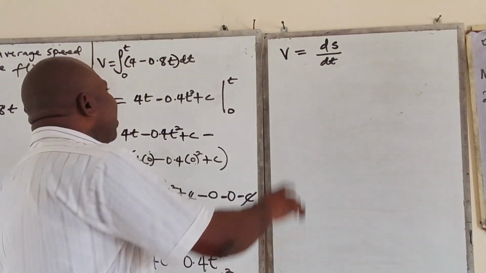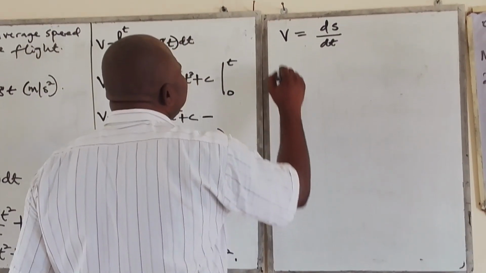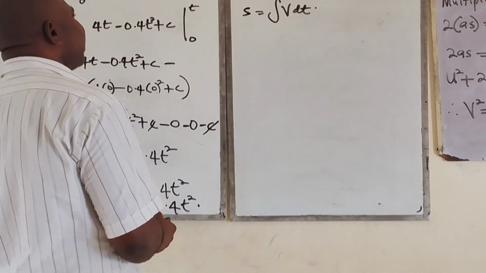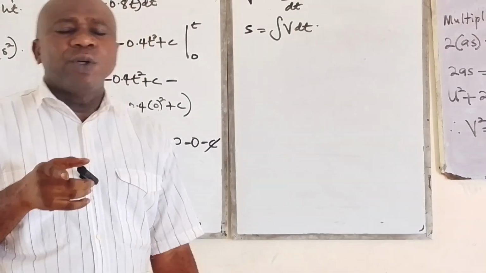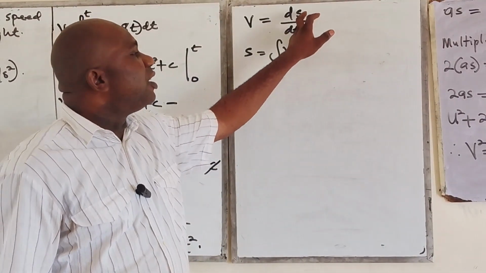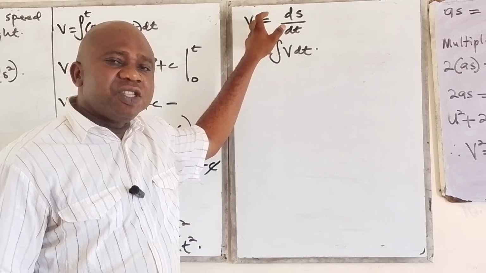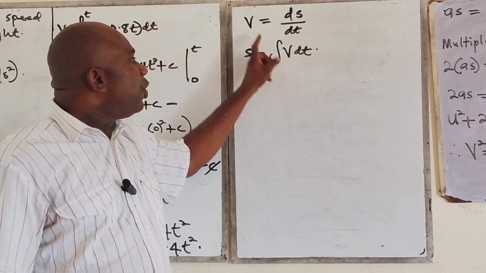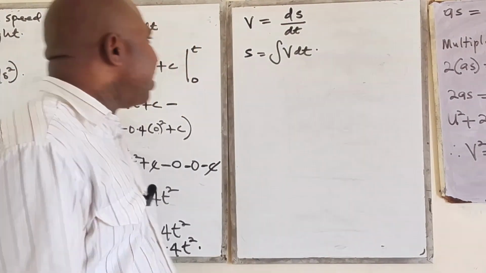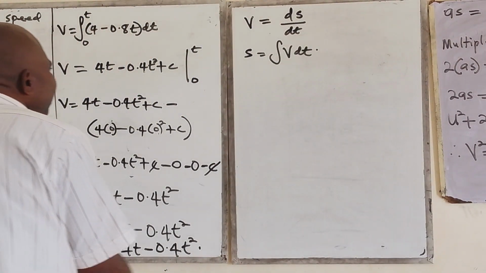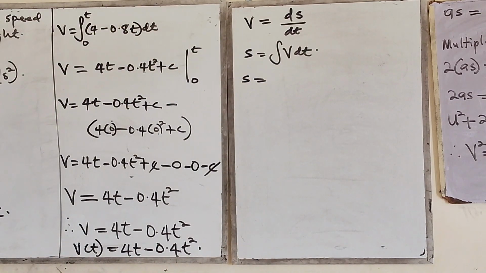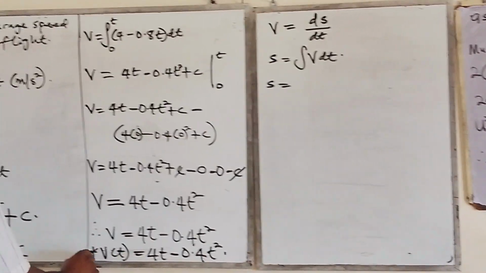So at this point, if velocity is this, it means that the value of our x will be the integral of v dt. Remember we said integration is actually the reverse aspect of differentiation. It therefore means that when you differentiate displacement with respect to time, it gives velocity. So when you integrate velocity, it gives distance. So at this point, s will be equal to, now we have the value of our v(t). Now look at the value of v(t).